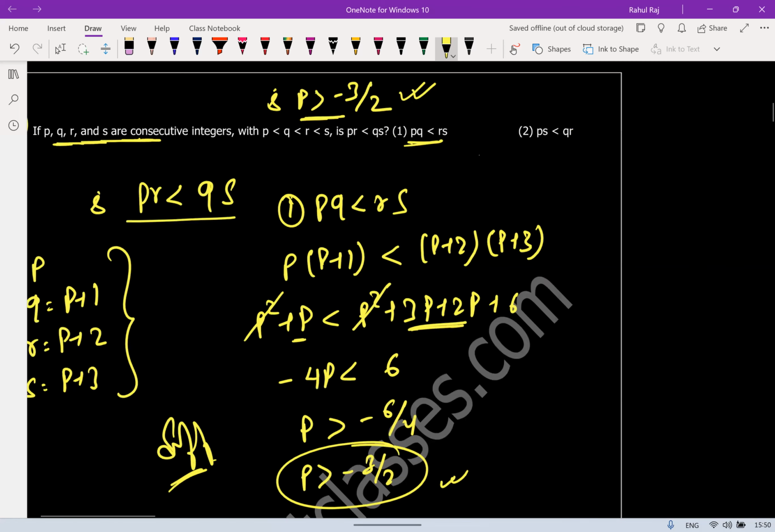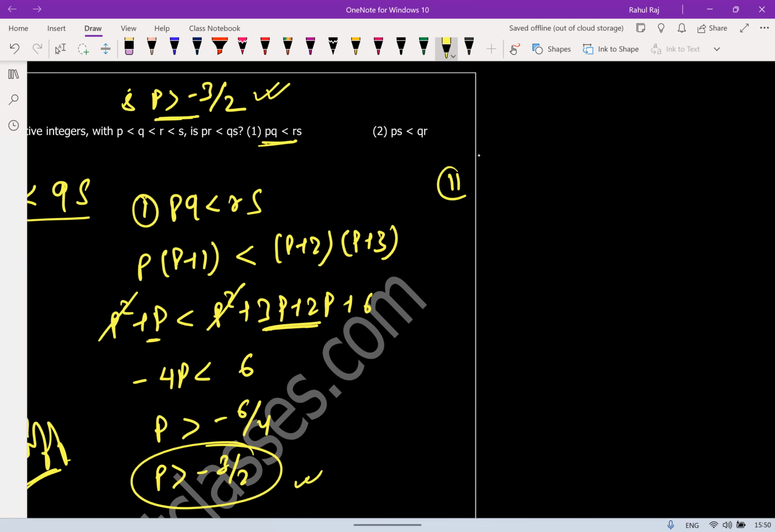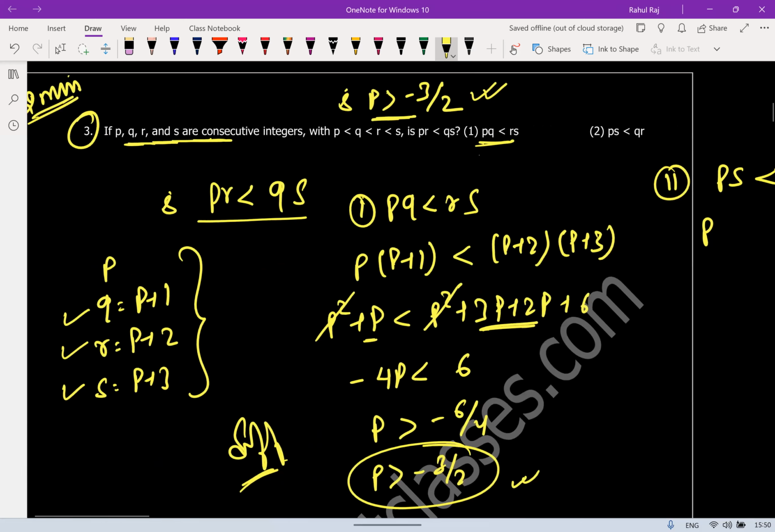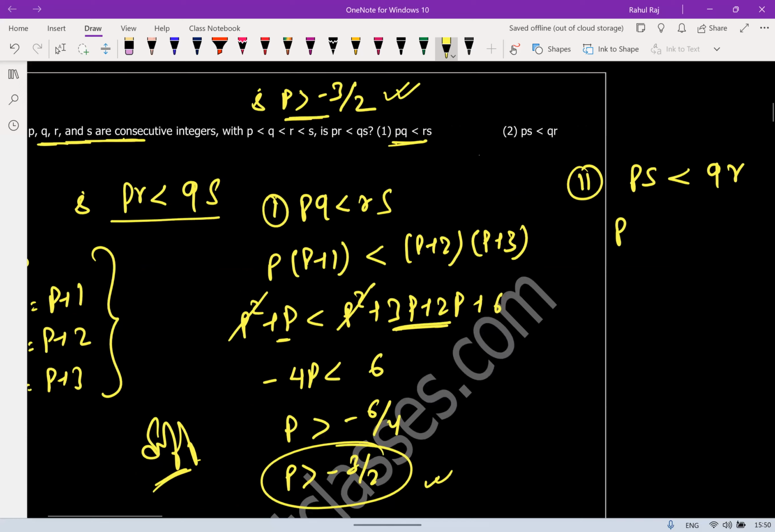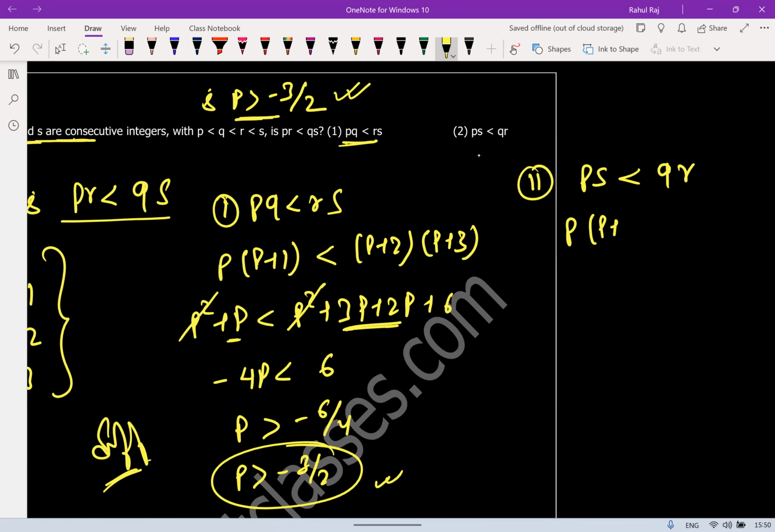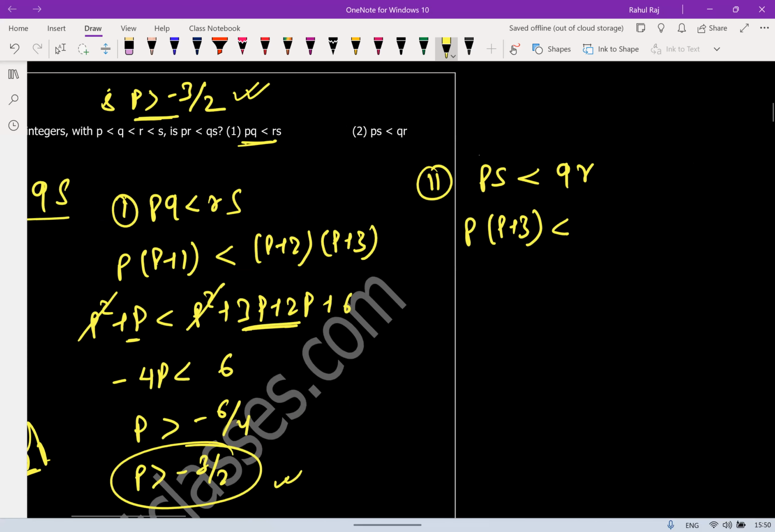Right? The second statement says that PS is less than QR. So P is there, S remains what? Just put the values and check. S is P plus 3, which is less than Q and R. Q is P plus 1 into P plus 2.